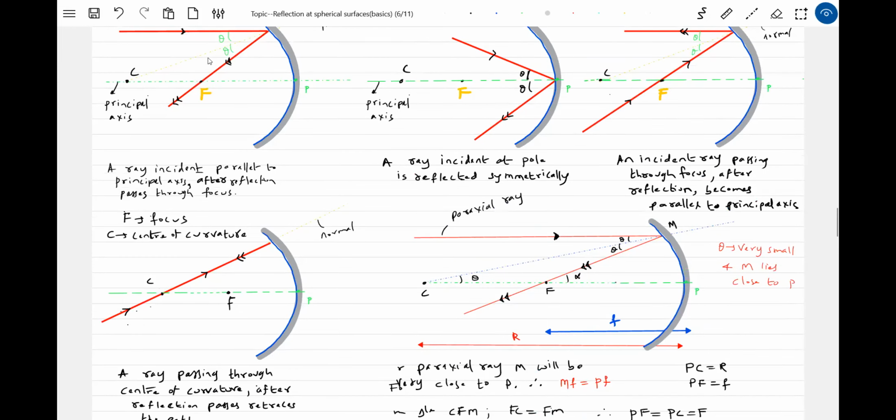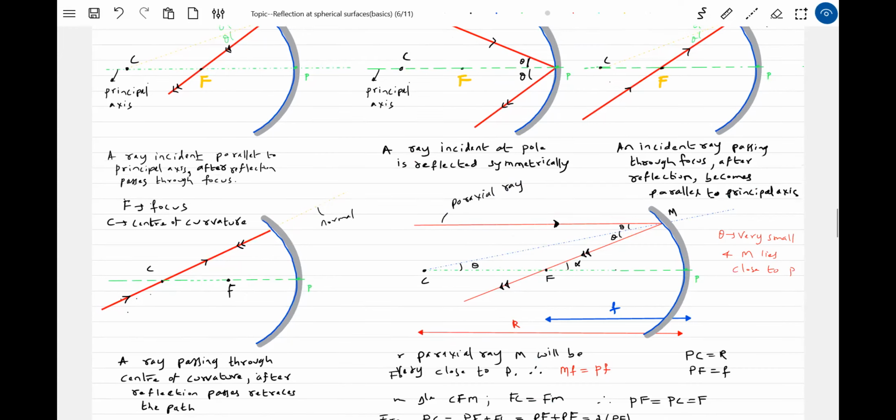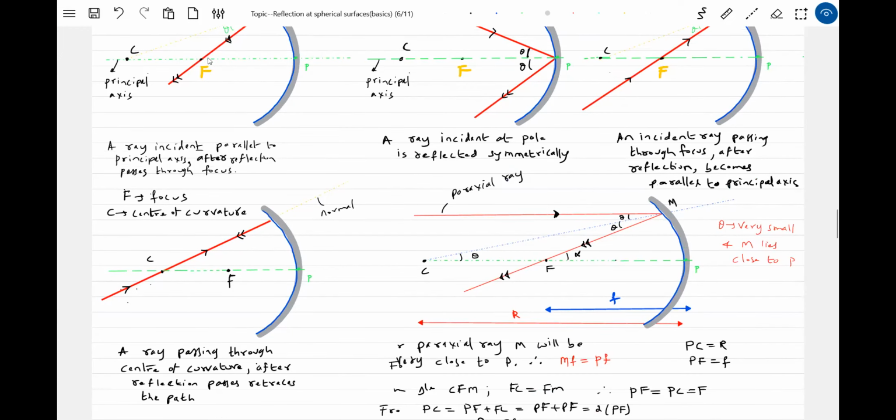Paraxial ray doesn't mean that it's parallel to the principal axis. Here, is it a paraxial ray? Yes, it is. Is it parallel to the principal axis? No. Is it a paraxial ray? Yes, it is. Is it parallel to the principal axis? No. Fine. So paraxial doesn't mean that it should be parallel to the principal axis. If the angle of incidence is very small and M lies very close to P, then this will become a paraxial ray. Okay, let's apply the laws of reflection. So this particular thing is called the normal, no?